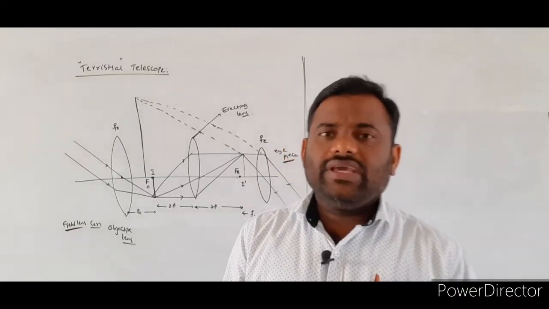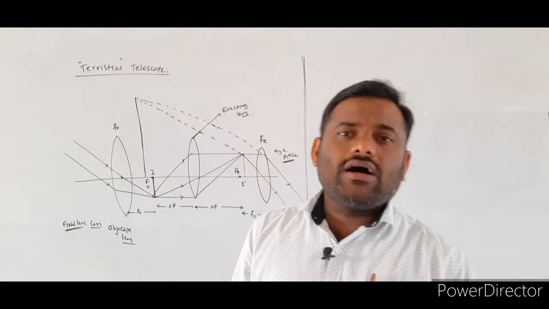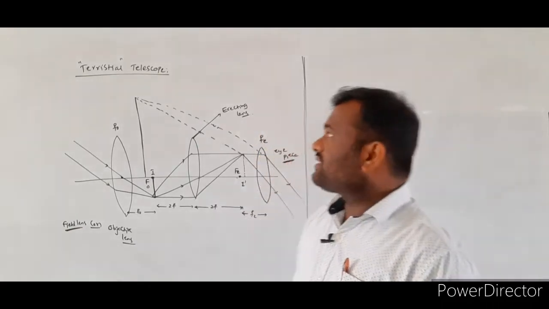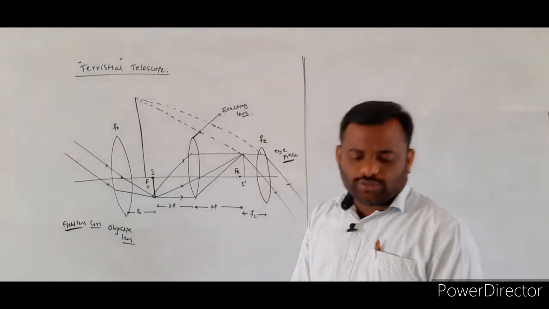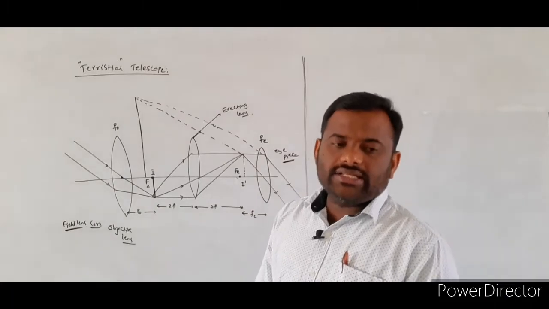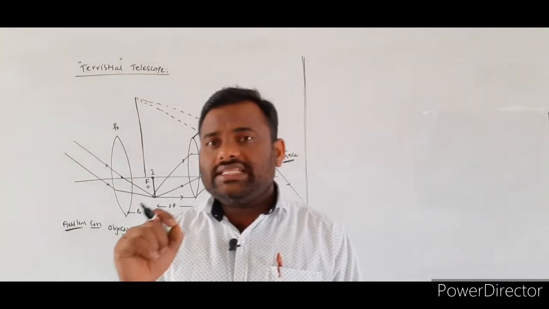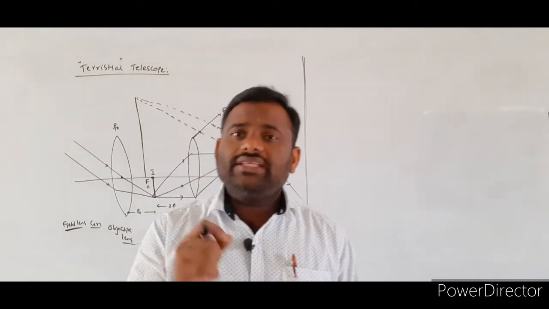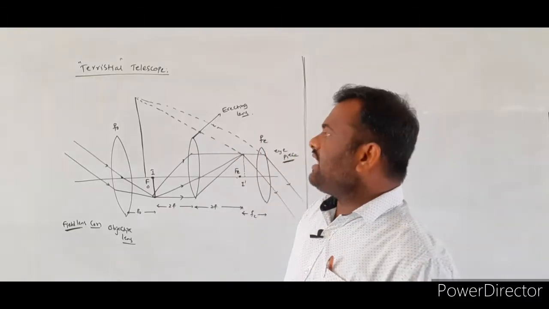In the last class, we completed the simple microscope as well as the compound microscope. Today, we are going to discuss the terrestrial telescope. So, what is the need of the terrestrial telescope? It is to see very distant objects. To see the very distant objects, we use the terrestrial telescope.